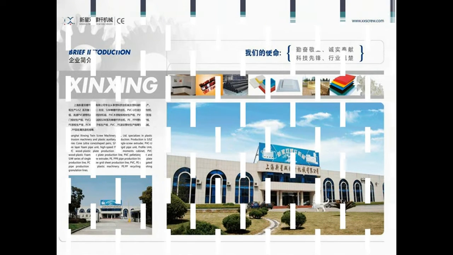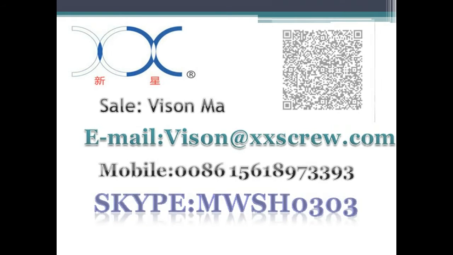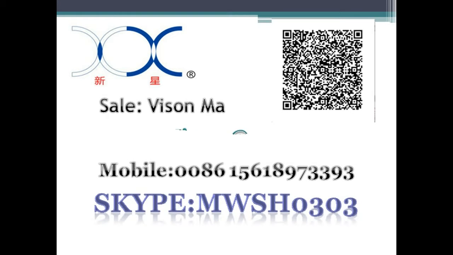cabinet sheets. SJW series single screw extruders can be used to produce PE and PPR pipes, PE thick plates, PC hollow grid plates, PE bellows, and so on.